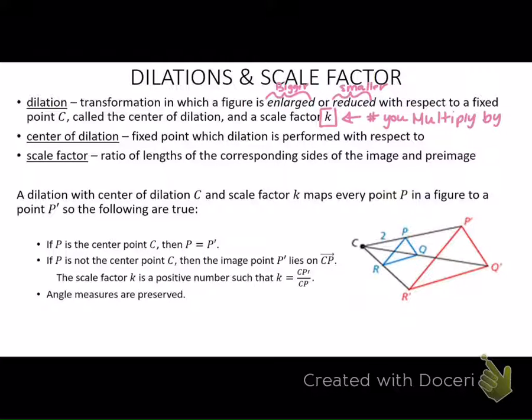So a dilation with a center of dilation C and a scale factor K maps every point P in a figure to a point P prime, so the following is true. If P is the center point C, then P equals P prime. So, like, if that's your center, like the origin, 0, 0, then it won't move. Okay, is what it's saying. If P is not the center, the image point P prime lies on line, or ray, CP. The scale factor K is a positive number such that K equals C prime P prime over CP, and angle measures are preserved. So the lengths changed, but the angle measures are preserved.